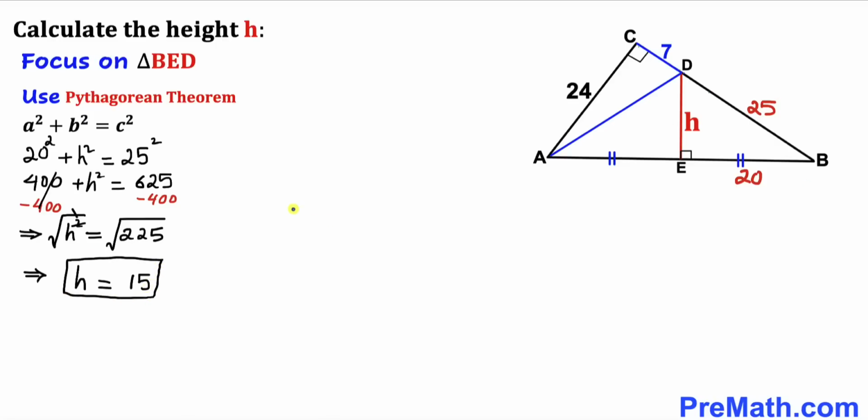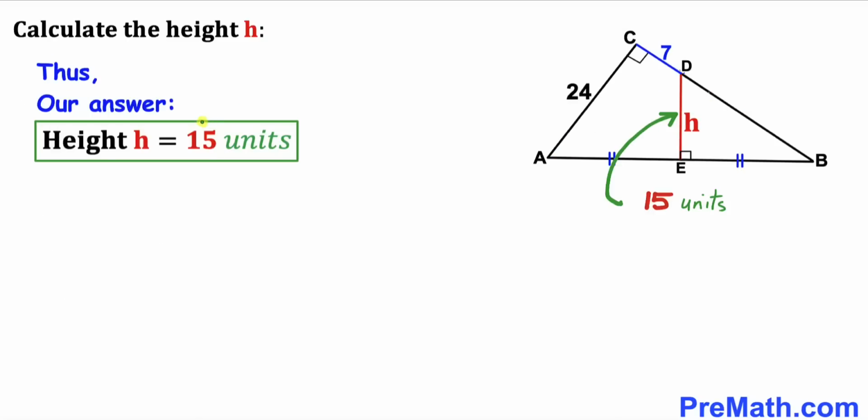So therefore, after all these steps, we finally figured out our h value. This turns out to be 15 units. So thus our height h turns out to be 15 units. And that's our final answer.